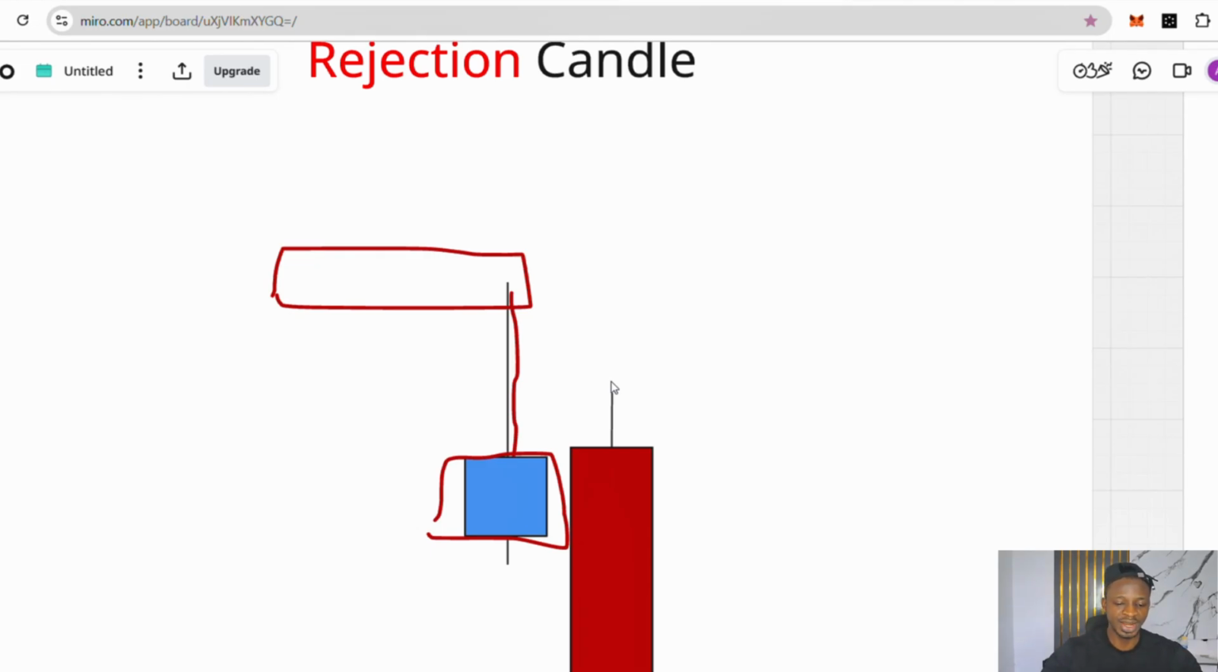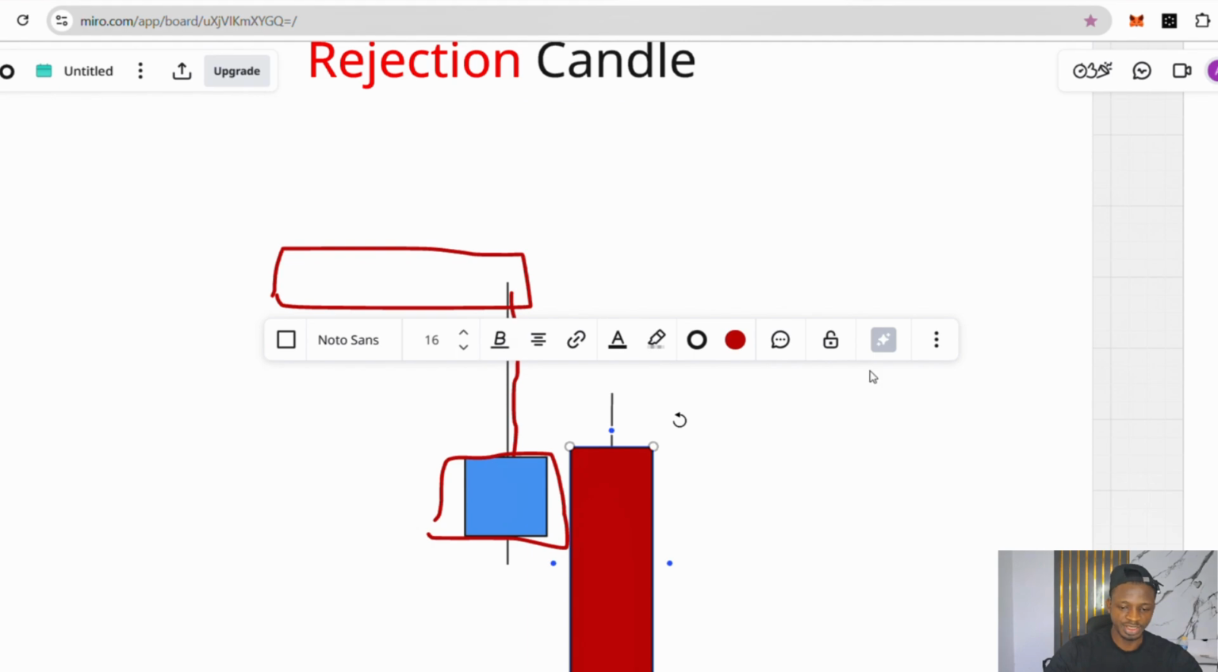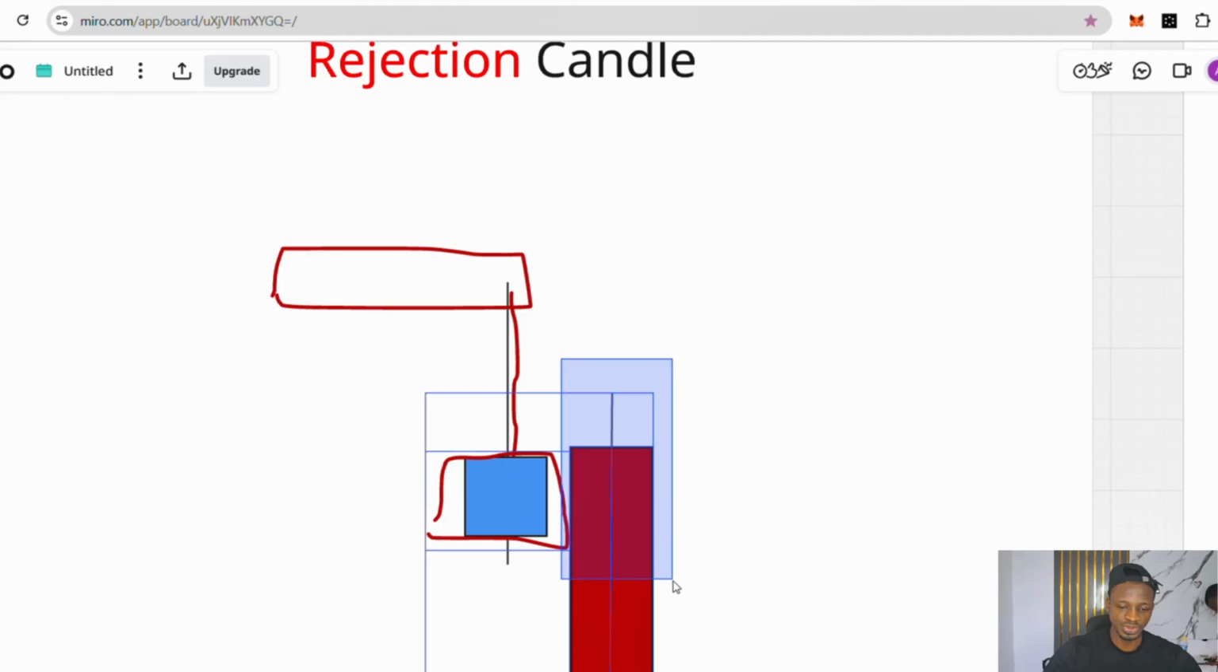And I'll show you another method you can use the rejection candle, which is from the demand zone. Let me show you from the demand zone. From the demand zone, it is still the same, just need to flip it. You understand, guys?